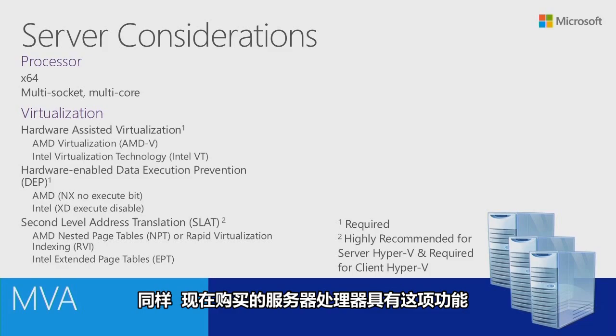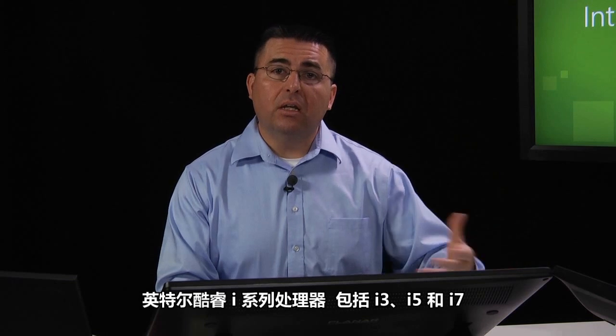Again, if you buy a processor today, a server processor today, it's going to be in there. And in fact, pretty much almost any desktop you buy, it's in there as well. On the Intel side, it became available in the Core i processors, so i3, i5, i7, and there are multiple generations of those with extended page tables. So second level address translation is in there.